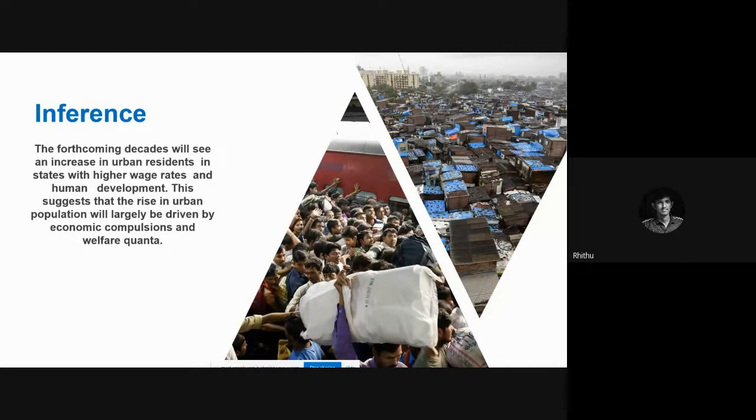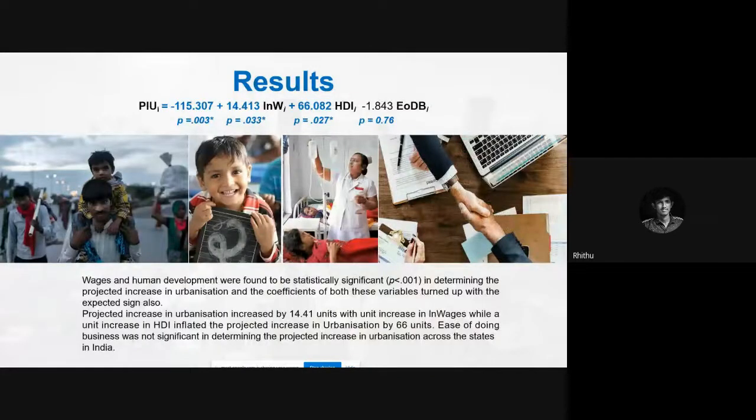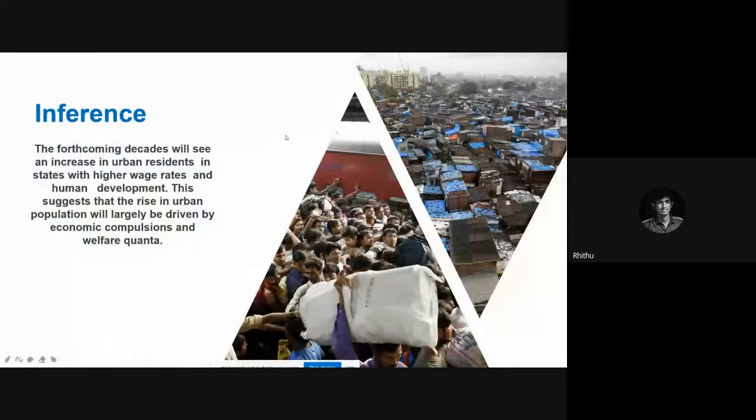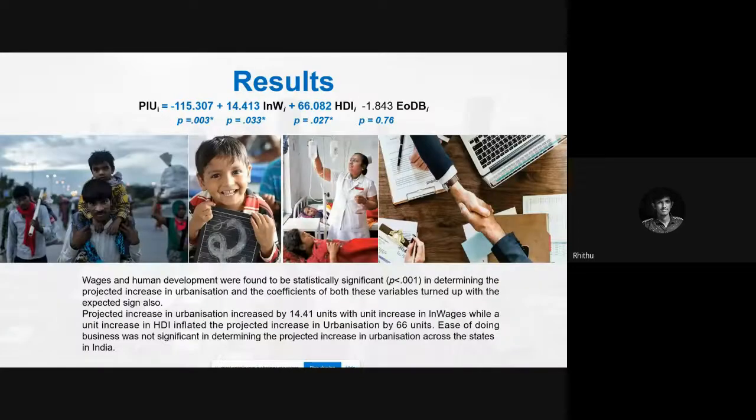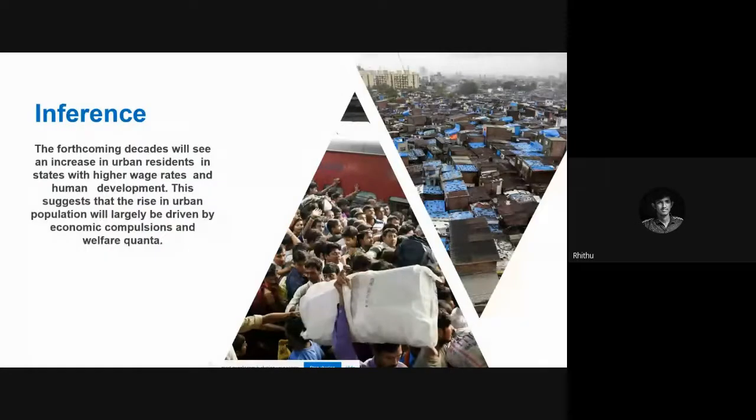Yet another thing is that both these factors, HDI and wages, are economic factors as well as welfare quota. So the urban population will largely be driven by economic compulsions and welfare quota. These are the basic inferences that we can make from this model. Us being from Kerala, this is very important for us, Kerala being one of the states with high HDI and high wage rates. So we would see huge urbanization in the forthcoming decades. That's something to be noted.